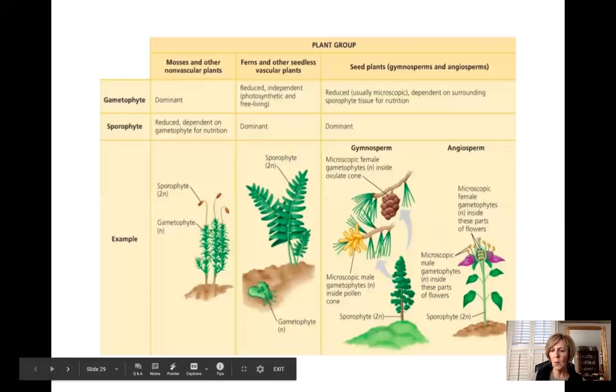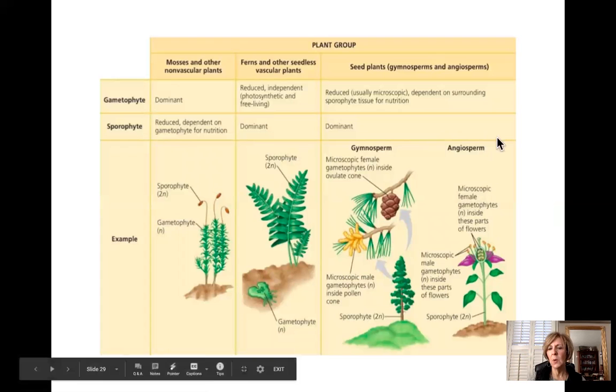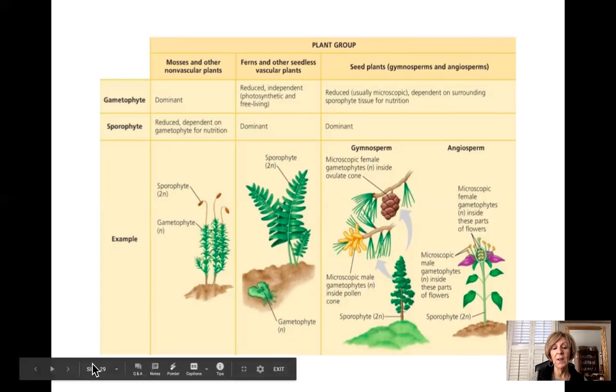We're going to talk more about this when we talk about evolution, but angiosperms are the most advanced plants. The next most advanced are gymnosperms, which are like pine trees. And then, of course, we have ferns, and some of our most primitive land plants are mosses.